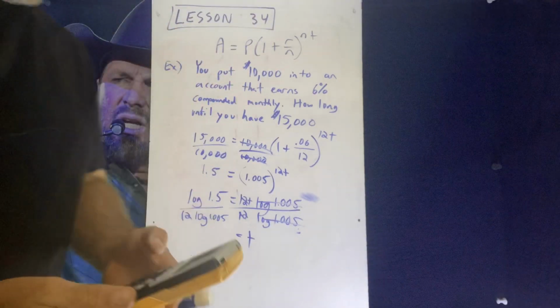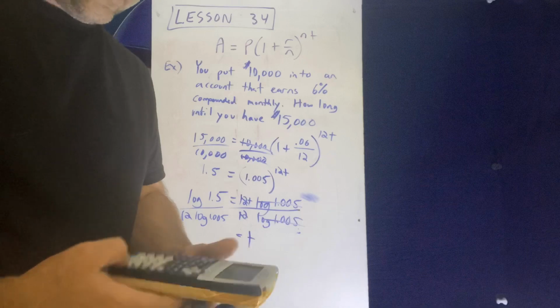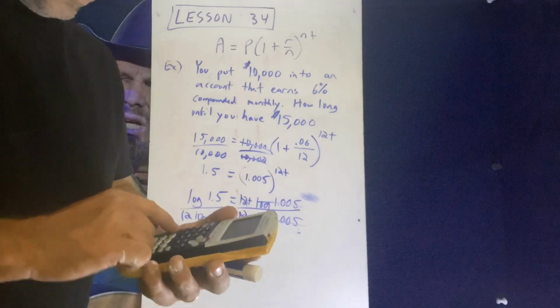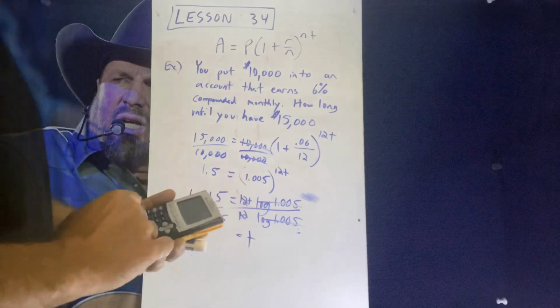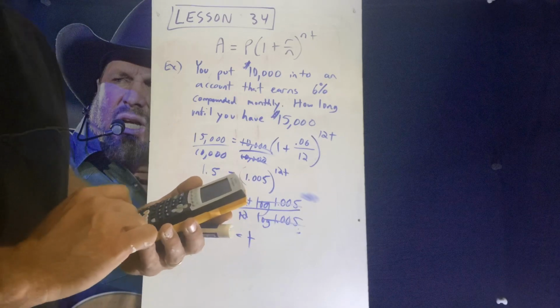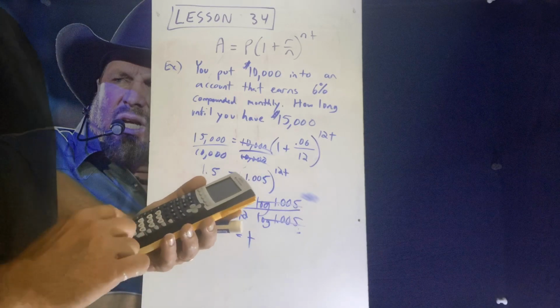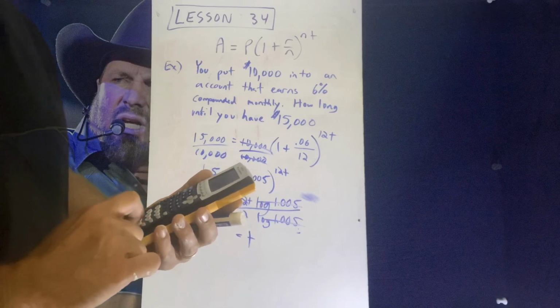So let's grab our calculator. Let's get a fraction going here. We've got the log of 1.5 on the top. And on the bottom, we have 12 times the log of 1.005. There it is on the calculator.